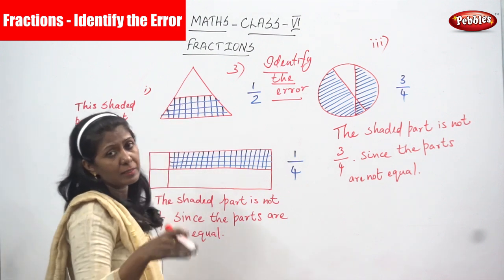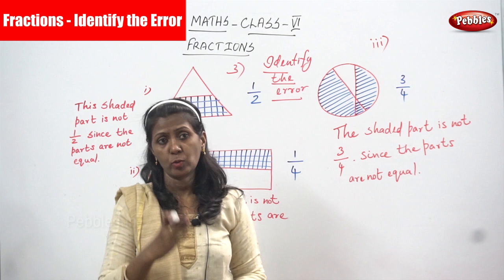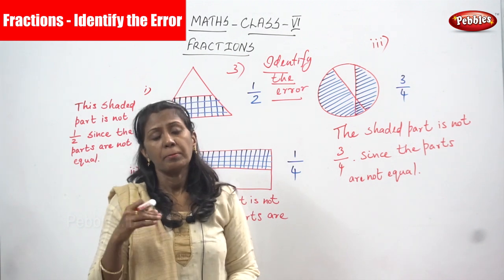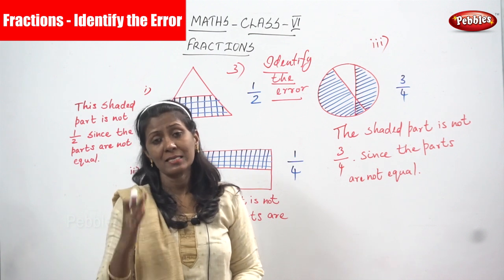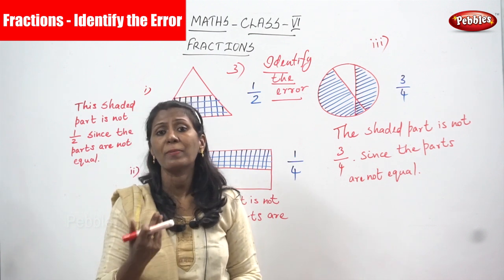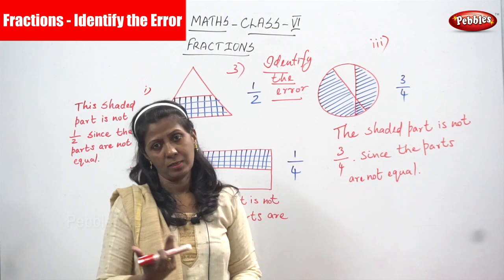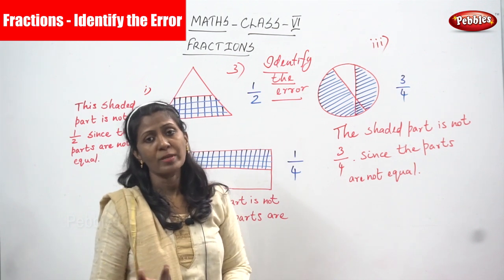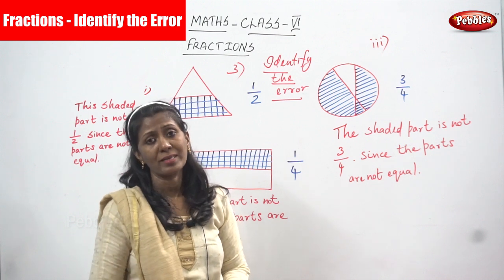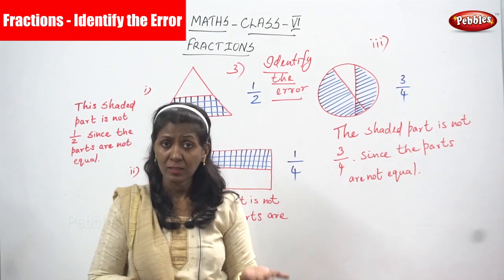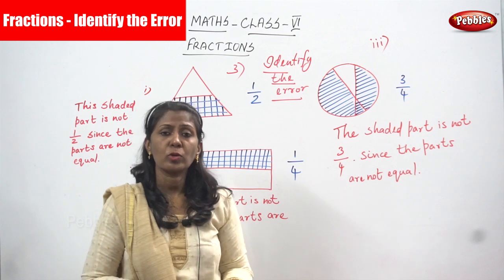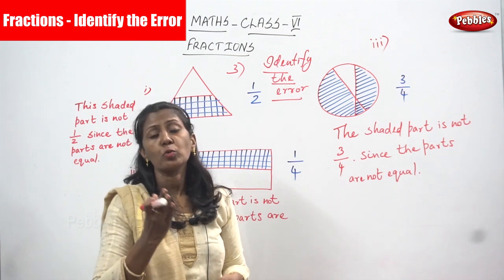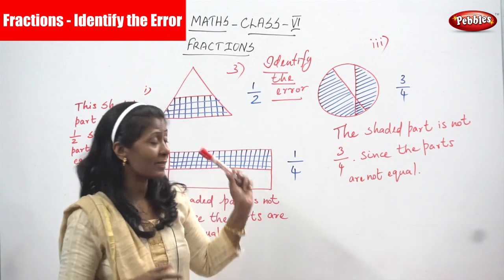Fraction means you have to cut into equal parts. Whatever the object you have taken, you have to cut it into equal parts. Only then can you say how many parts you have taken out of the total number of parts. The total number of parts is written first, and that is called the denominator. How many parts you have taken out of the object is the numerator.